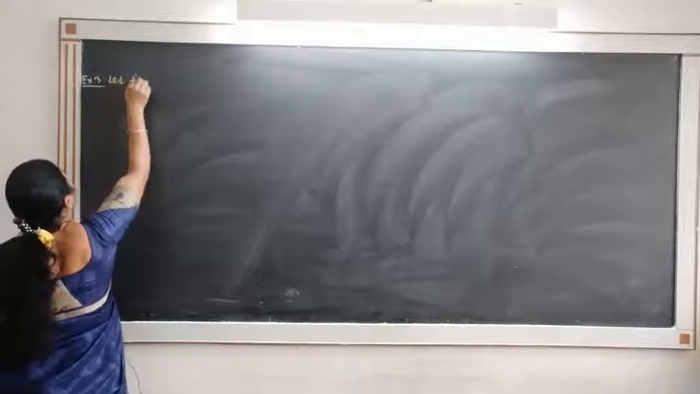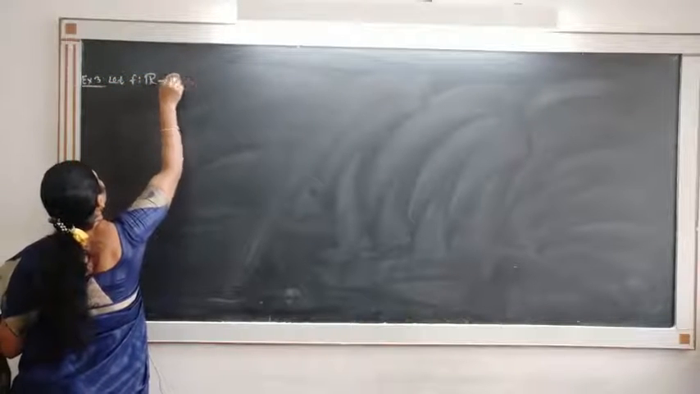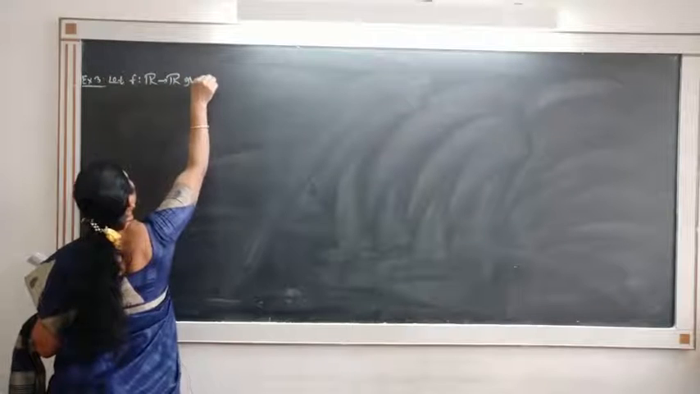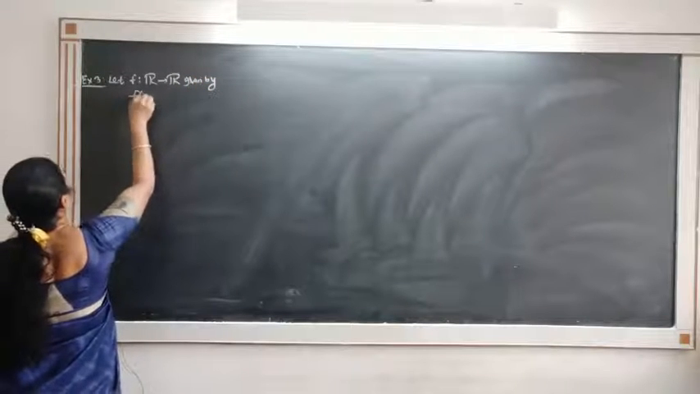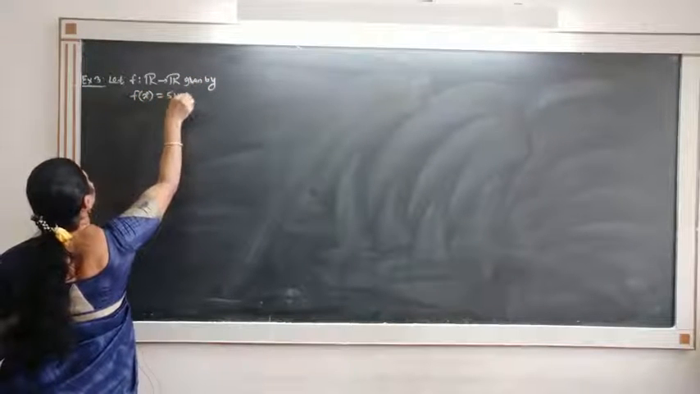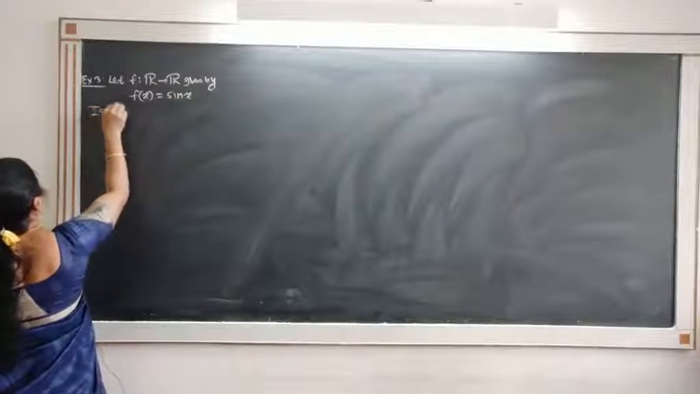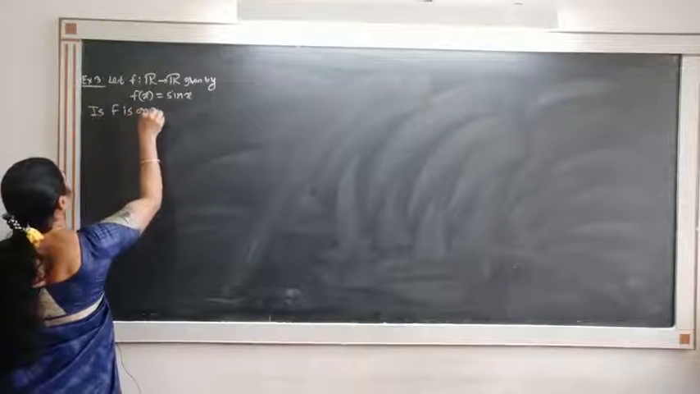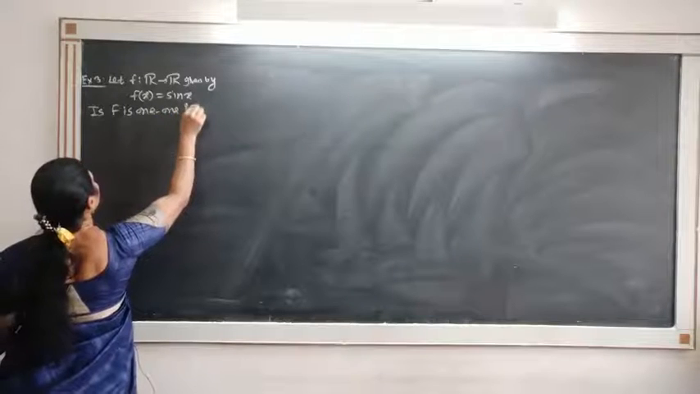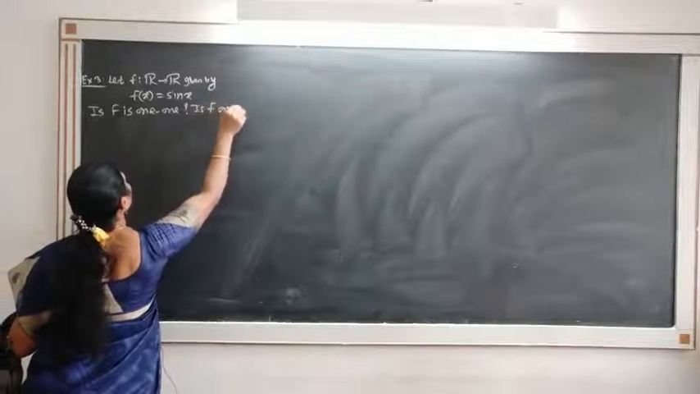Let f from R to R be given by f(x) = sin x. Is f 1-1? Is f onto?